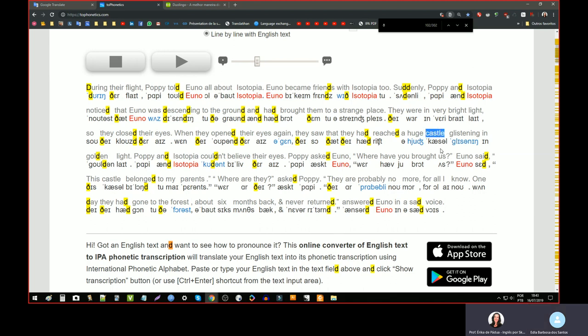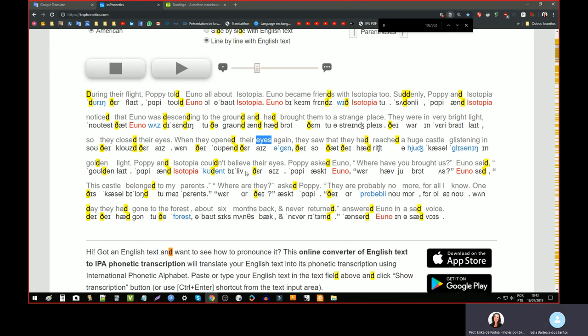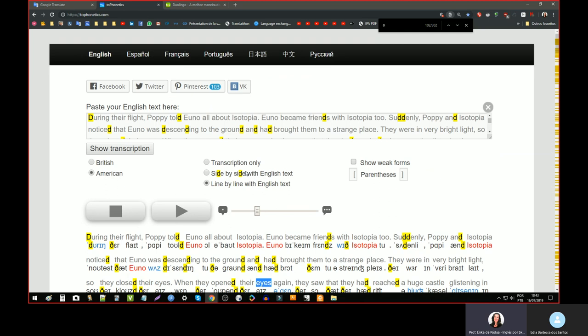so naturally. Castle. Glistening. Glistening is a word we don't usually use in our everyday lives, right? But your pronunciation is awesome. I'm impressed. Really great. Eyes with a Z sound. So it makes a difference and it's fast. I recommend using this every time. Every class, I say the same thing to all the students.